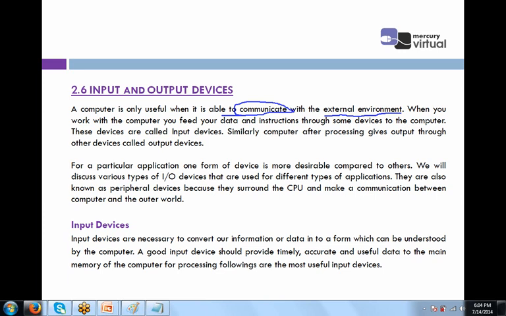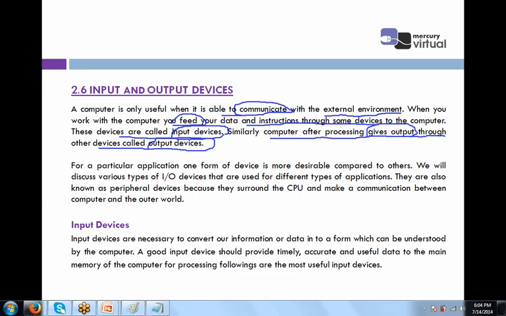When you work with the computer, you feed your data and instructions to some devices. As I told you, feed means input the data and instructions to the computer. These devices are all known as input devices, that is used for inputting the data. Similarly, the computer after processing gives output through other devices, known as output devices. In simple terms, this is the first concept: the devices that feed the data are your input devices, and the devices that give output are your output devices. Clear?